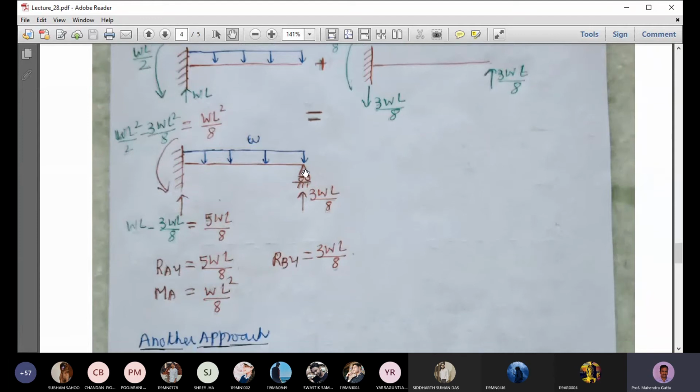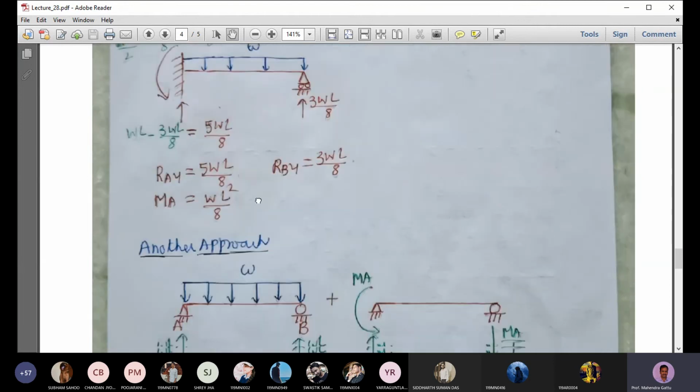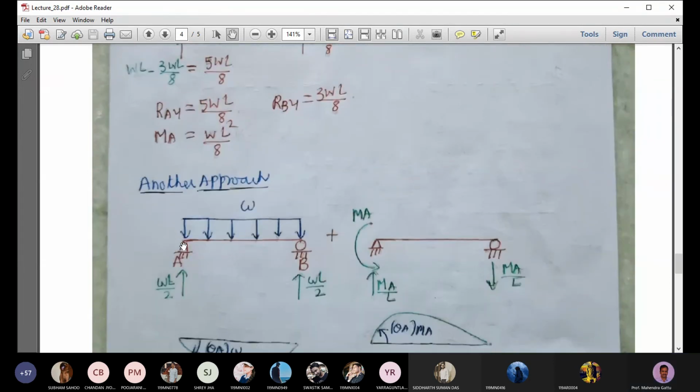So here we have released the restraint at this vertical support at B. What we can do, we can release the moment here. We can allow the beam to rotate freely at A. In that case, we'll get a statically determinate problem, which will look like a simply supported beam. So the second approach is, we are allowing the beam to rotate about point A. We are releasing the rotational restraint at A, so the beam can rotate about point A.